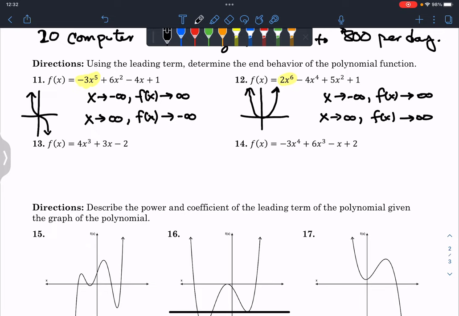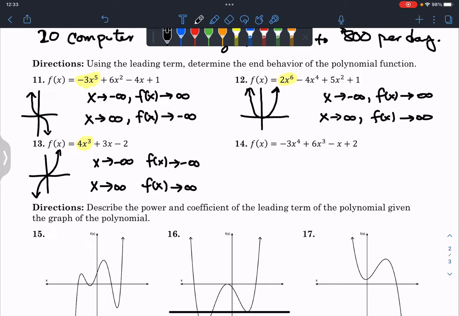Okay, now moving on to example 13. Due to the leading coefficient, this polynomial is going to behave like this power function, because of the odd exponent, the odd degree, and the positive coefficient. So that means that as x decreases, the function values decrease, and as x increases, the function values increase.